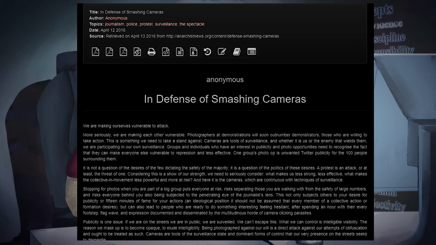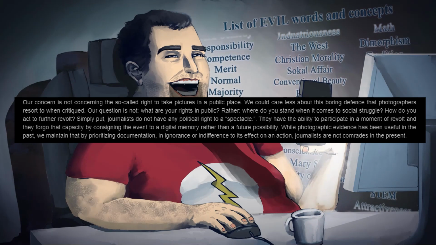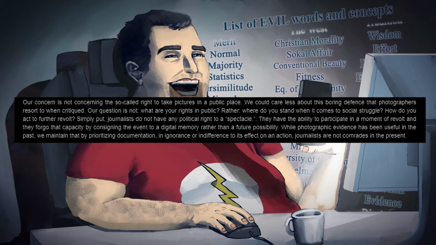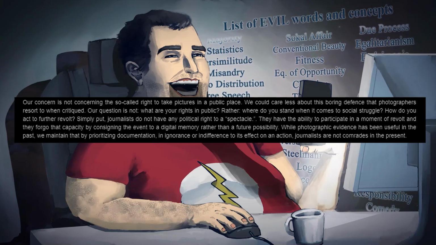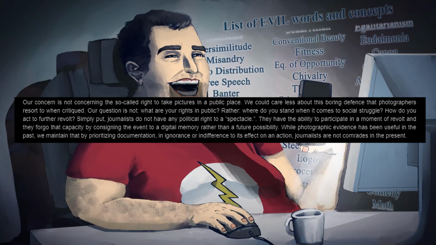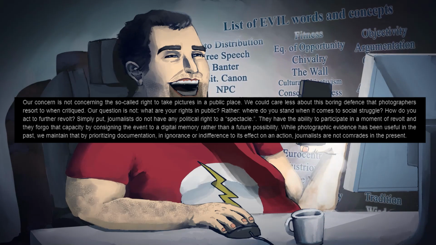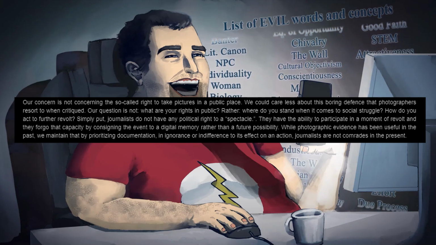This is where the left differs from the liberals in their defense of anonymity. Our concern is not concerning the so-called right to take pictures in a public place. We could care less about this boring defense that photographers resort to when critiqued. Our question is not, what are your rights in public? Rather, where do you stand when it comes to social struggle? How do you act to further the revolt? Simply put, journalists do not have any political right to a spectacle.